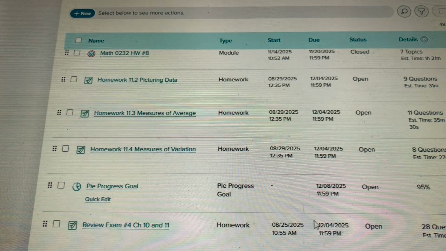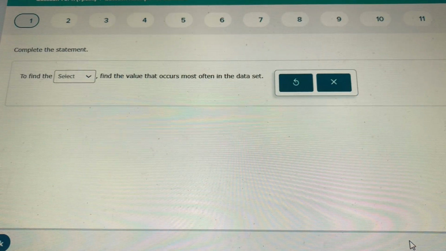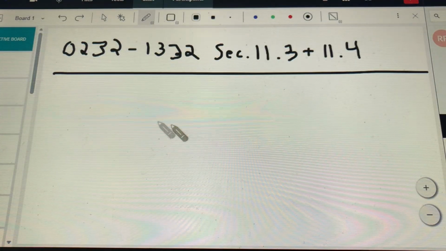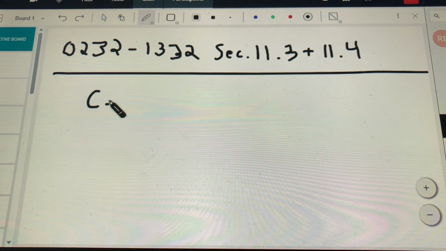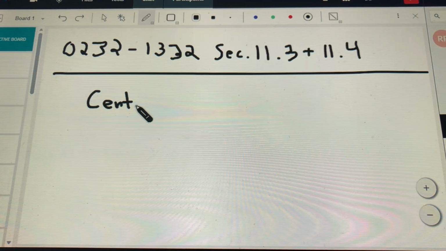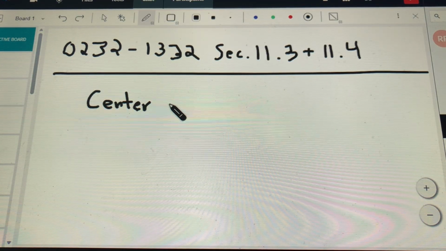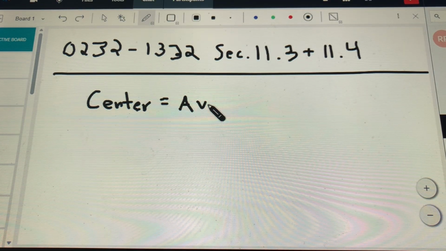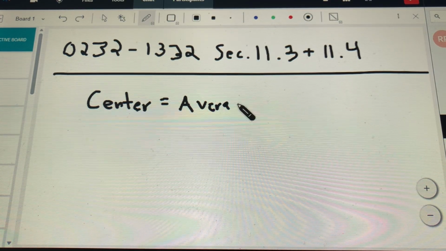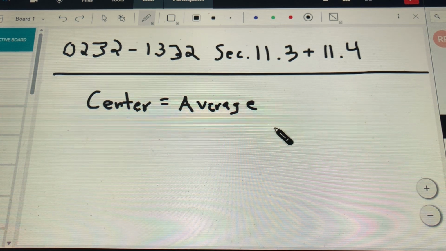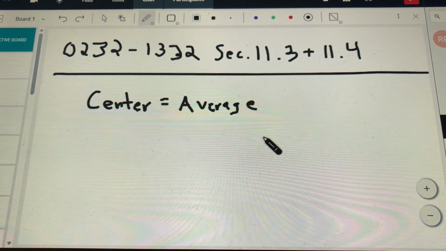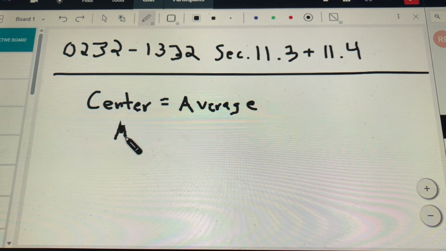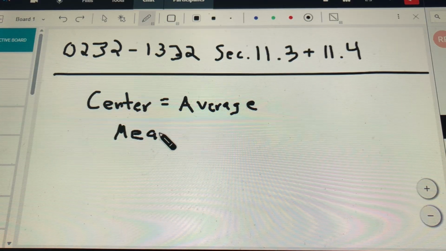Let's start with 11.3. Before we do this, let me write out the center of data. You go collect data and you have all these numbers written down. The center is talking about the average. Average and center are synonymous. Normally when people say average, they refer to one specific measure, but all of these that we're about to learn are considered averages. The mean is the one that most people think of as an average.